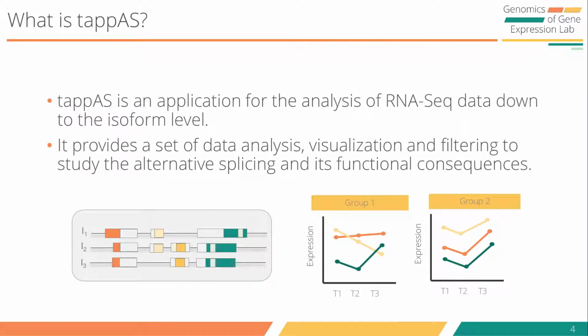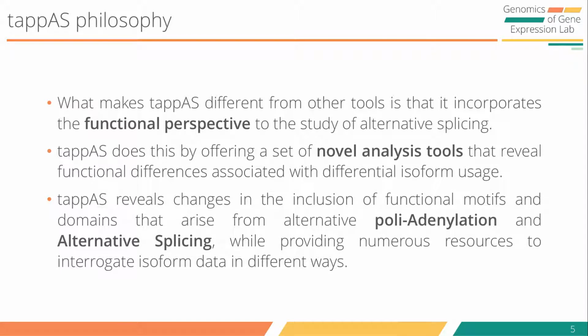tappAS is an application for the analysis of RNA sequence data down to the isoform level. It provides a set of data analyses, visualization and filtering to study the alternative splicing. What makes tappAS different from other tools is that it incorporates the functional perspective to the study of alternative splicing. tappAS does this by offering a set of novel analysis tools that reveal functional differences associated with differential isoform usage.